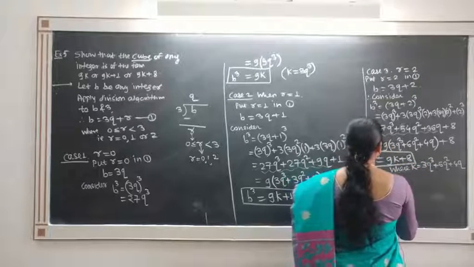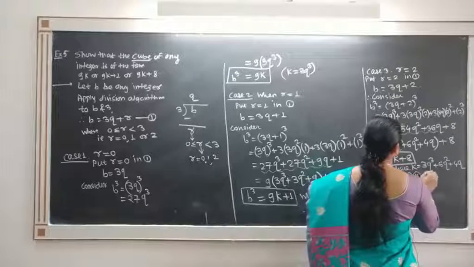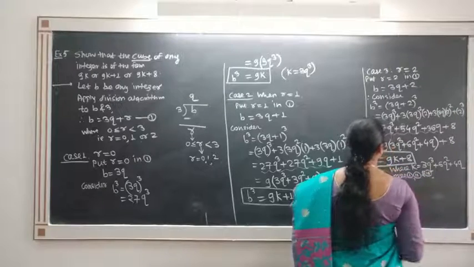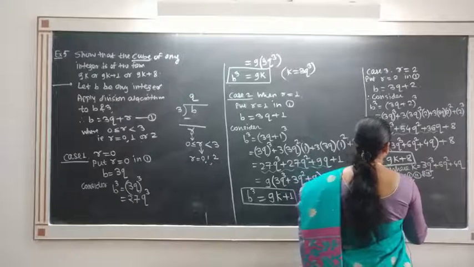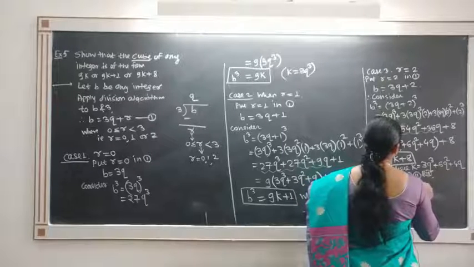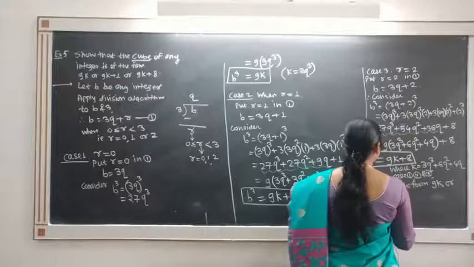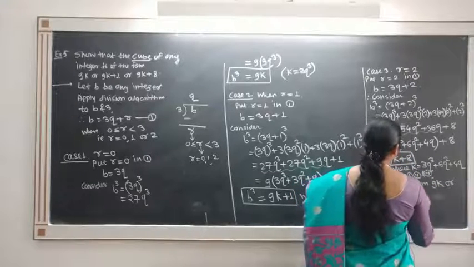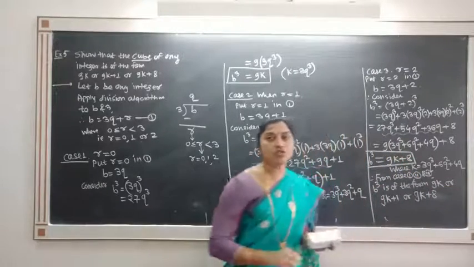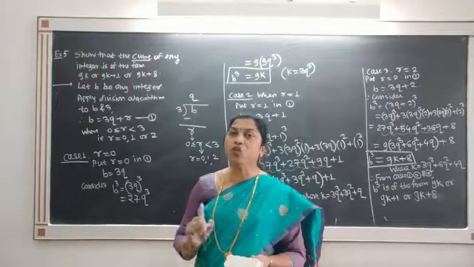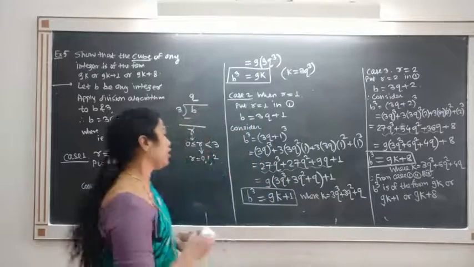Therefore, from all the 3 cases, case 1, 2 and 3, b cube is of the form 9k or 9k plus 1 or 9k plus 8. Hence, the cube of any integer is of the form 9k or 9k plus 1 or 9k plus 8.